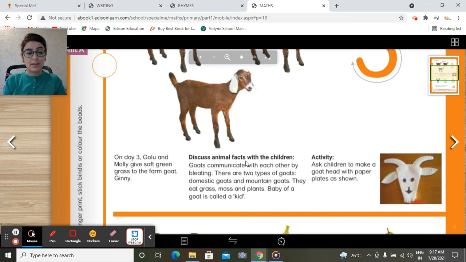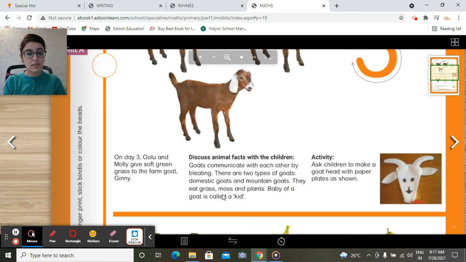Discuss animal facts with the children. So let us discuss about goats. Goats communicate with each other by bleating. Okay. Like lions roar, dogs bark. So goats कैसे communicate करती हैं? वो कैसे बात करती हैं? Bleating. Okay. There are 2 types of goats: domestic goats and mountain goats.